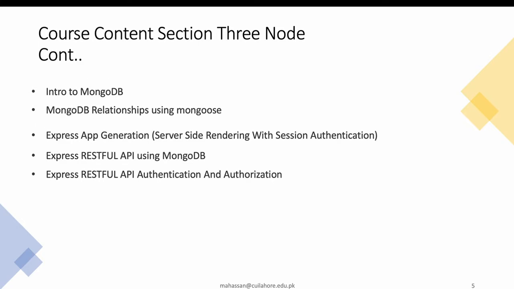Then we will have an introduction of MongoDB. MongoDB is a non-relational database. MongoDB relationships using Mongoose. We will see what is Mongoose. We will handle server-side rendering with session authentication. If you would like to send complete page with session authentication from server side, you will see how you can do it. Then we will enhance RESTful API using MongoDB. And lastly, we will have a look on RESTful API authentication and authorization.